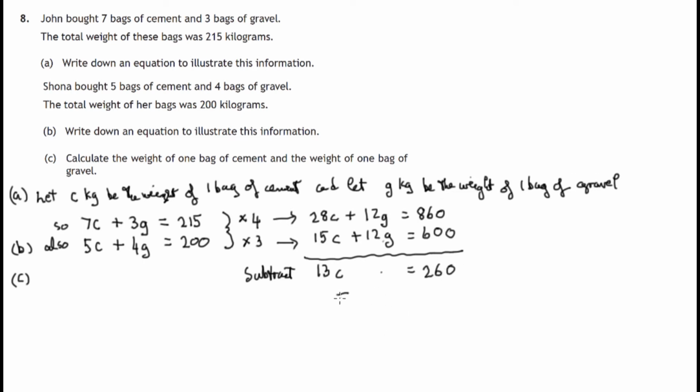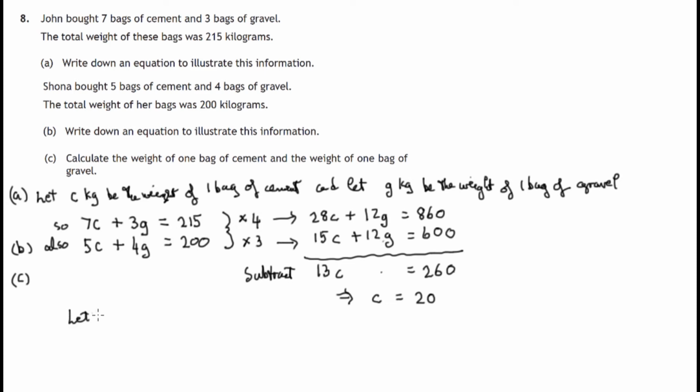And of course at this stage we divide both sides by 13. Now 13 into 26 goes 2. We've got a 0 there, so 20. 13 times 20 does give us 260. So C equals 20.